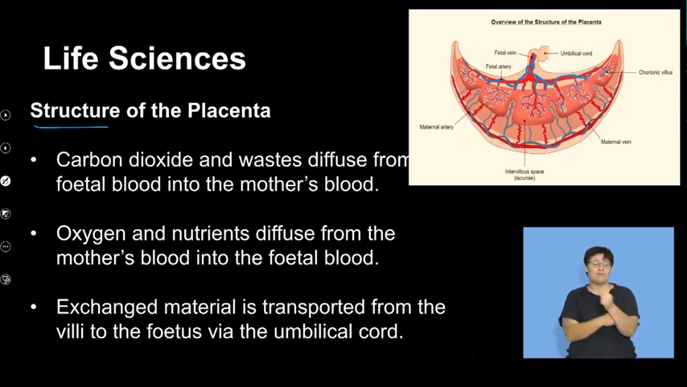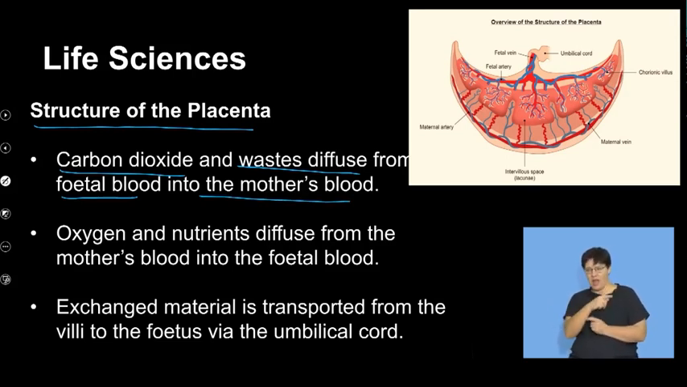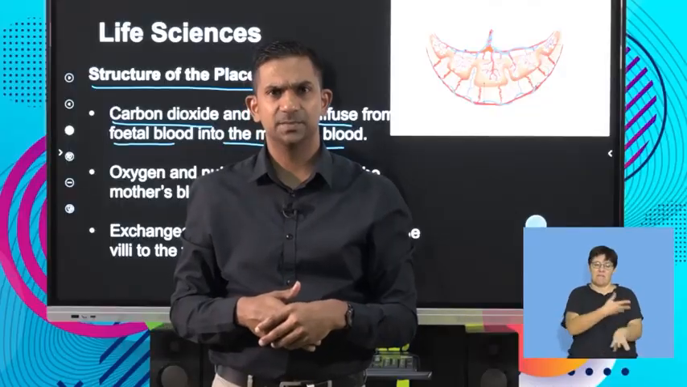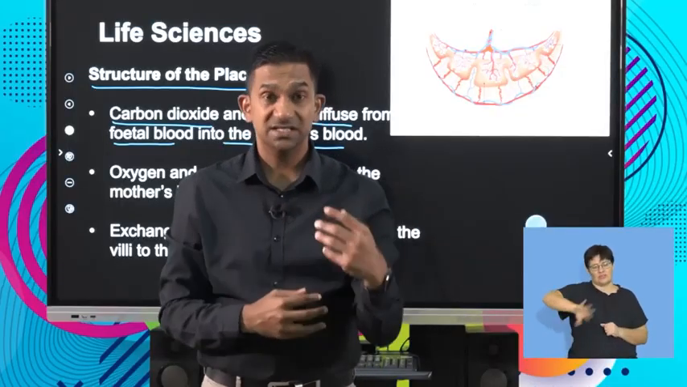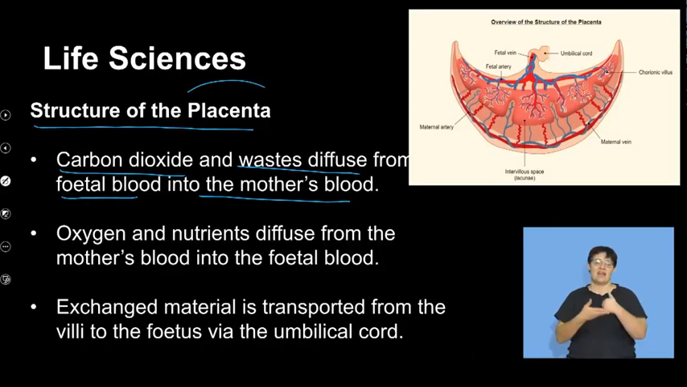So in understanding the structure of the placenta, it's important that we know that products such as carbon dioxide and waste products from the fetal blood diffuse into the mother's blood supply. So we know that the baby during its development, or the fetus during its development, produces lots of waste products as well as carbon dioxide, and all of that has to diffuse back into the maternal blood supply so that that can be constantly removed. And so we see that this happens through the aid of the placenta.